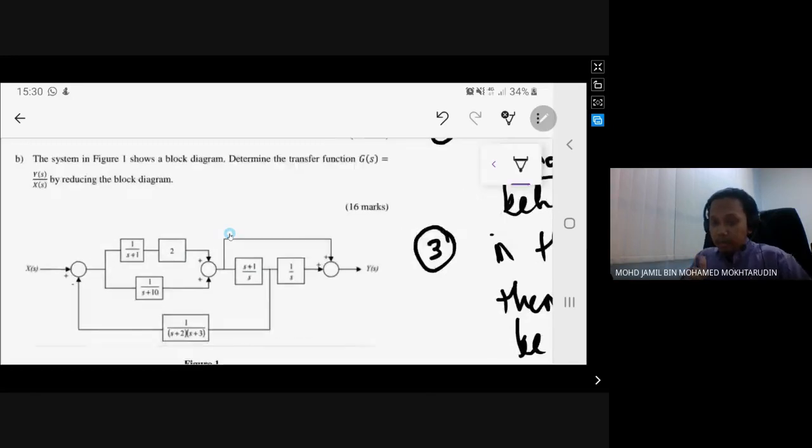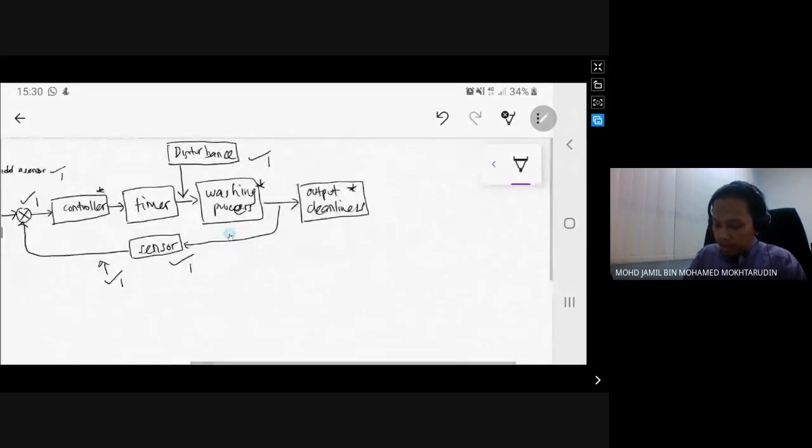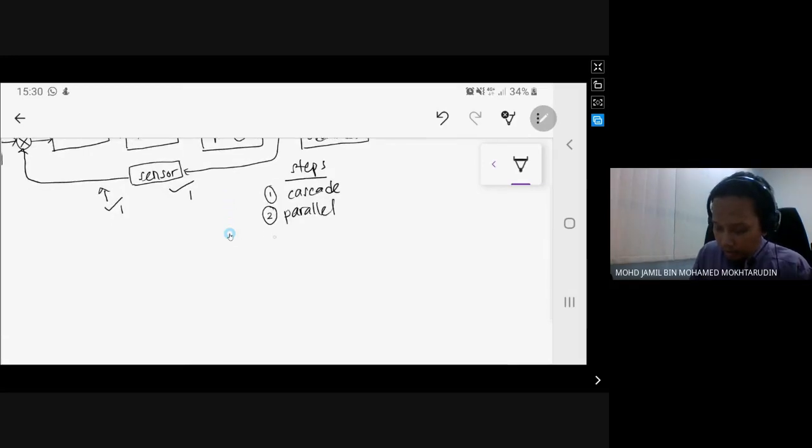So there are 6 steps for simplifying the block diagram. The 6 steps are: first, you look for cascade. And then the second one, you look for parallel. And then the third, you look for feedback.